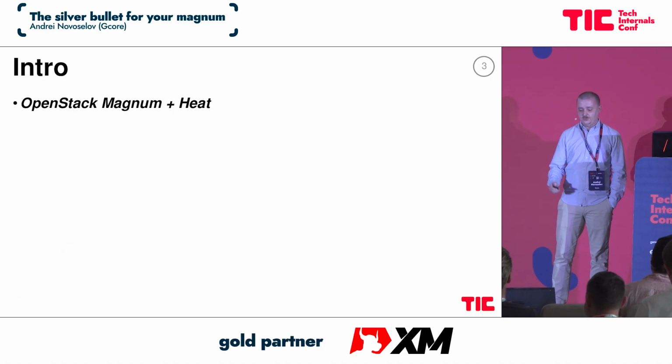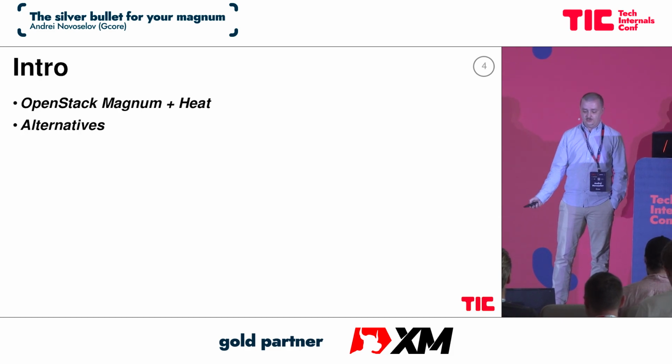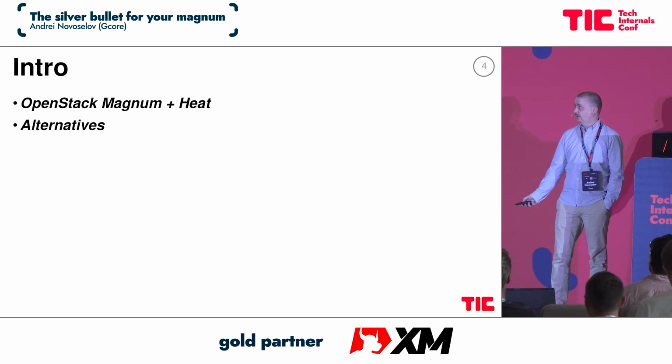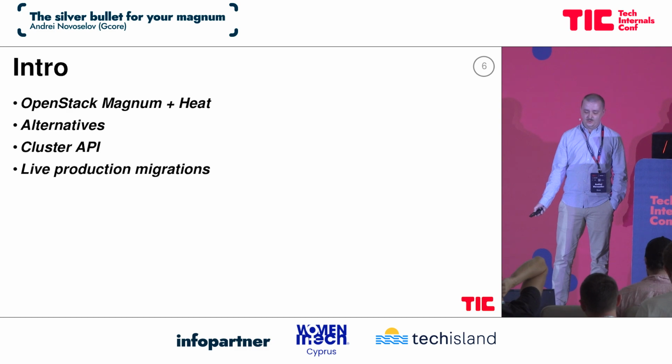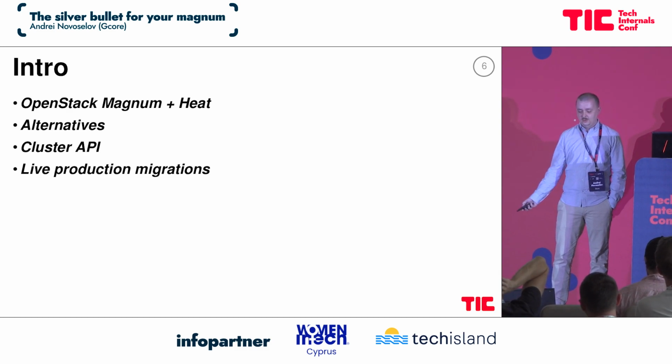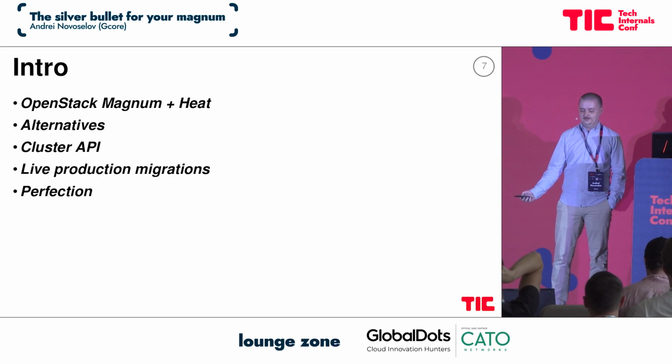So we'll talk about OpenStack Magnum and Heat, obviously. Then we'll take a look at the alternatives. And then we'll talk about cluster API, and we'll talk about live production migrations from one orchestrator to another. And then we'll learn what perfection is.